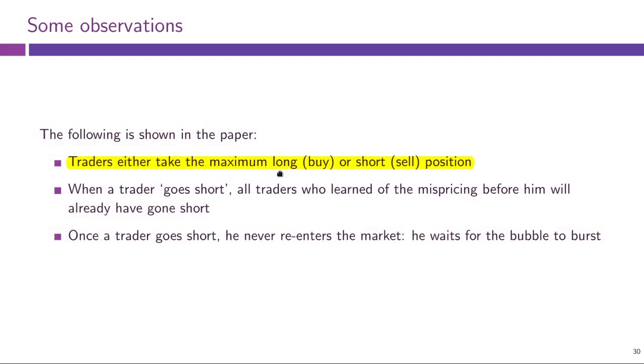But they do a slightly more serious model, so their full model allows for other long and short positions and for other initial positions. Another thing they show is when a trader goes short, so basically when the rational seller sells the asset, it means that all other traders who learned about the mispricing before this dude will have already gone short. So this is to say that reaction times are monotone. The sooner I learn about the mispricing, the sooner I trade. Just to rule out some ridiculous scenarios.